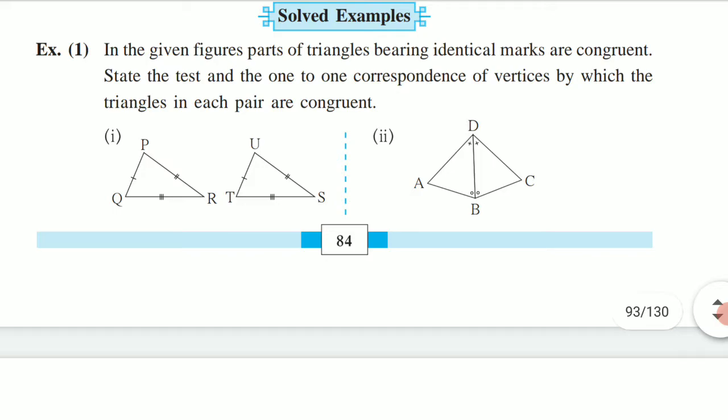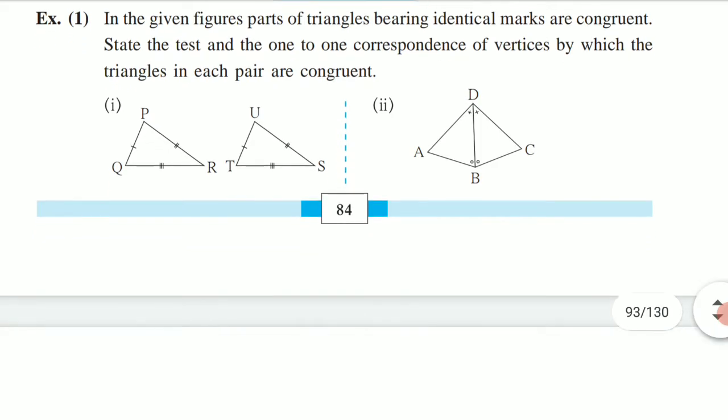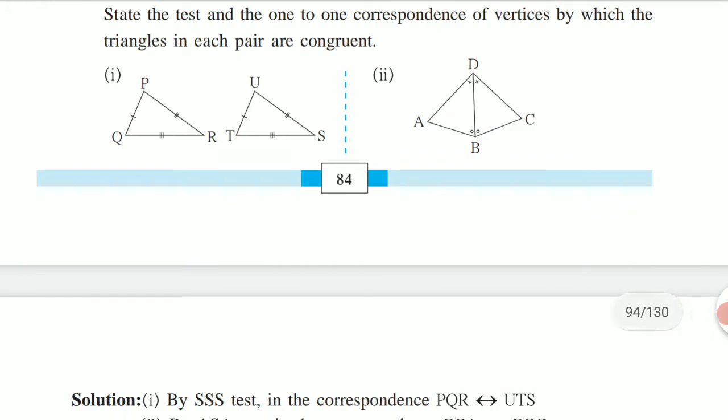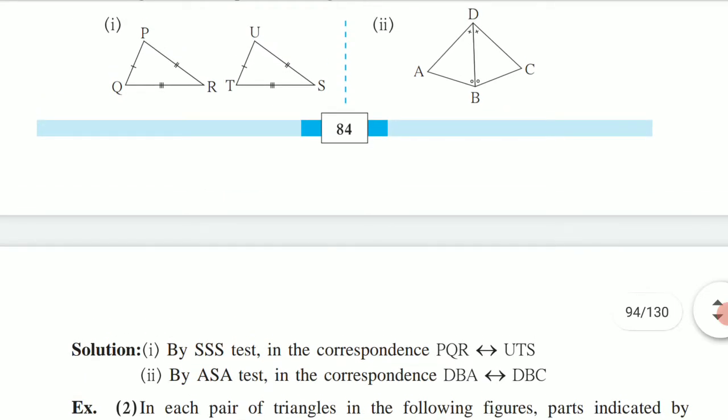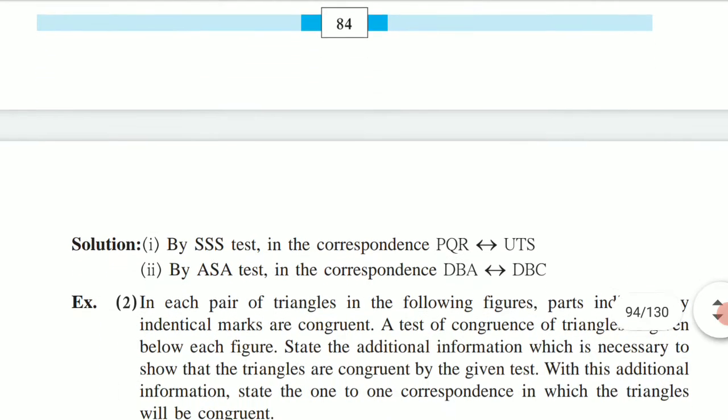Now some solved examples. Example number 1. In the given figure, parts of the triangles bearing identical marks are congruent. State the test and the one-to-one correspondence of vertices by which the triangles in each pair are congruent. See figure 1 and figure 2. Solution: by the SSS test in the correspondence PQR to UTS in figure 1, and in figure 2 by the ASA test in the correspondence DBA to DBC, these two triangles are congruent.